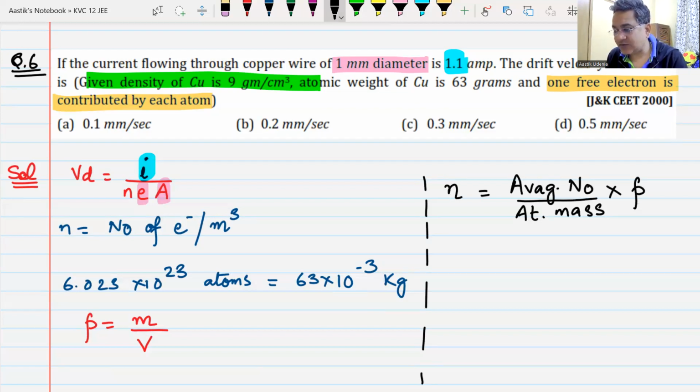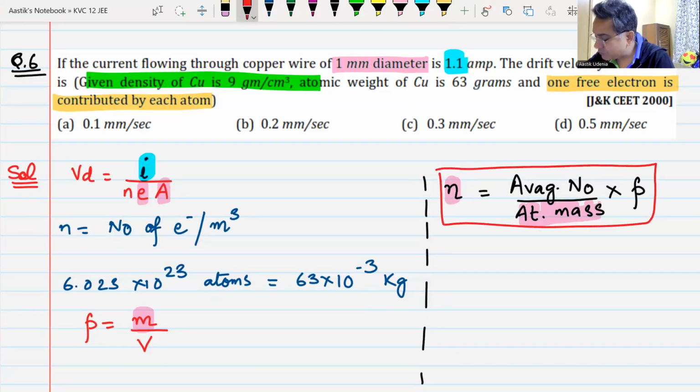And now you can understand how this formula is coming. Total mass is N multiplied by atomic mass divided by Avogadro number. That will give you the density, total mass divided by total volume. Are you getting my point? How is this formula arrived at? So you can keep this formula. This might help you in solving questions of this nature effectively. The number of atoms per meter cube is Avogadro number divided by atomic mass into density.